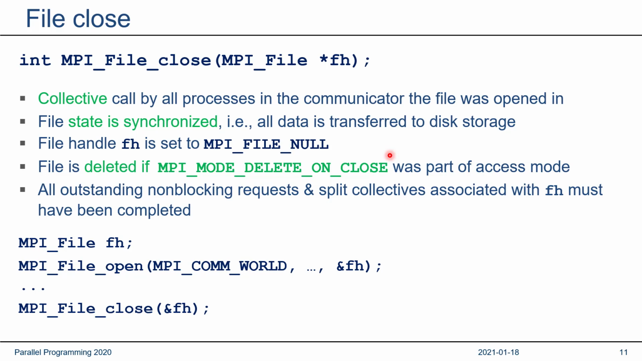Of course, there's a rule. You will see later there are non-blocking file I/O requests and so-called split collectives, which are also a variant of non-blocking. And all outstanding requests of that sort associated with a file must have been completed at the end. So it's not allowed to close a file when outstanding requests are still waiting. So you have to finish these requests before you close the file.